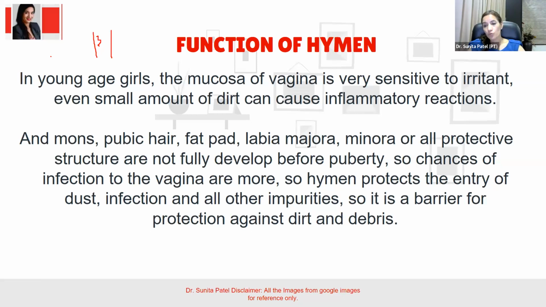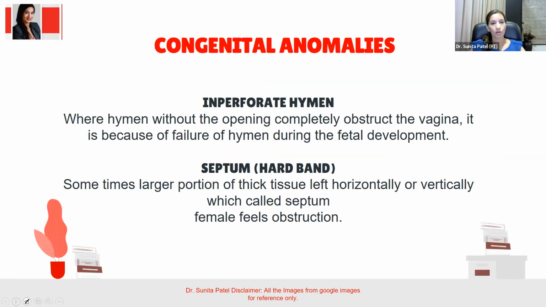So this kind of small protective layer of skin is present at the entry of the vagina, and it prevents the entry of dust, infections, or any impurities. So the hymen serves as a barrier for protection of our vagina against dirt and debris. So our vagina and reproductive system can stay safe and secure. They should be secure. So this is the responsibility of the hymen.